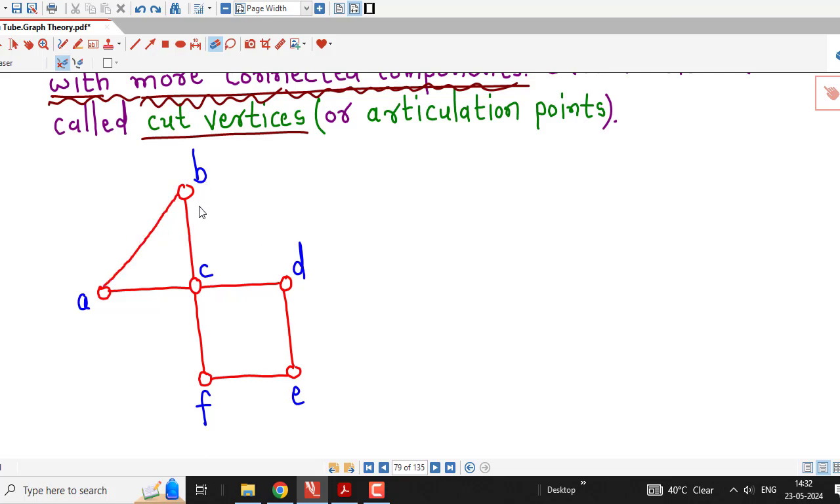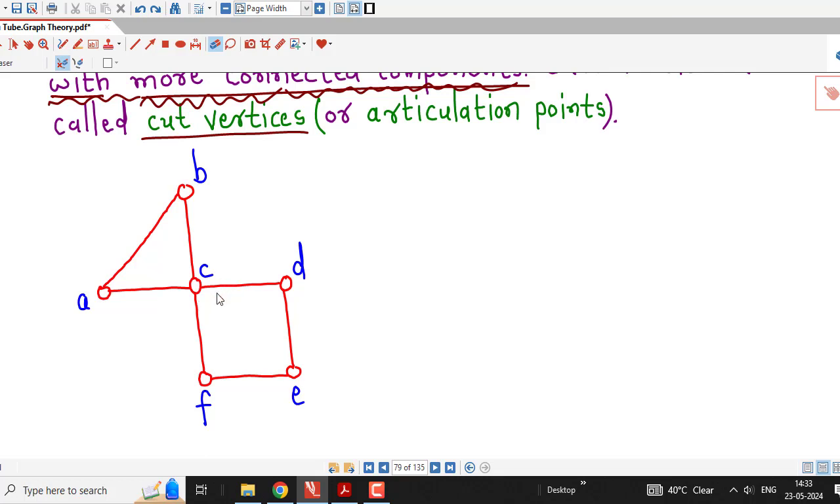Similarly, if we consider vertex B, if we remove vertex B and all edges incident with B, then whatever we obtain is also a connected subgraph. Therefore B is also not a cut vertex. So in this way you have to check each and every vertex to determine whether it is a cut vertex or not. Now we check for vertex C.